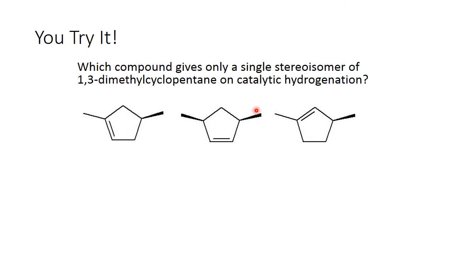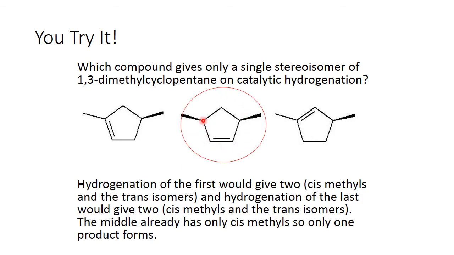However, this one, because it doesn't matter which side hydrogenation occurs on, the methyl groups are not going to change their orientation, which is cis. This compound is going to be the only one that gives you one compound, one stereoisomer after hydrogenation.